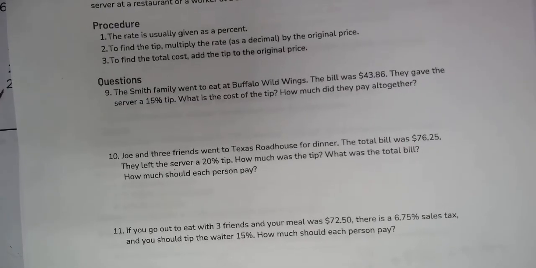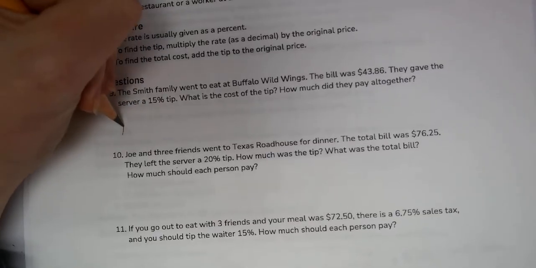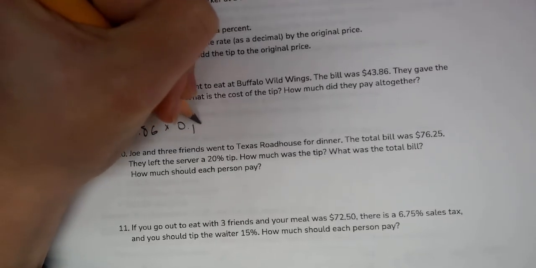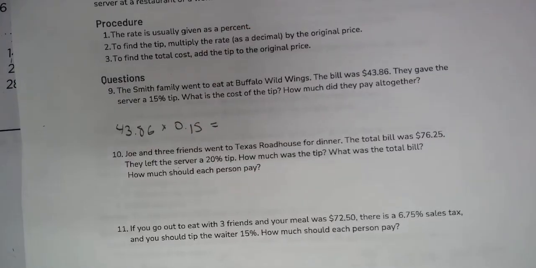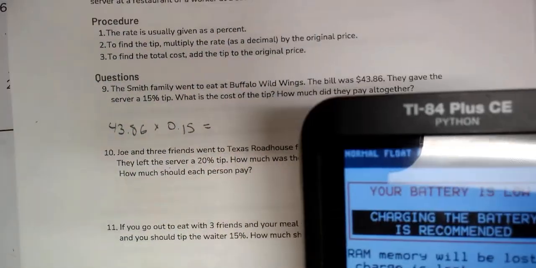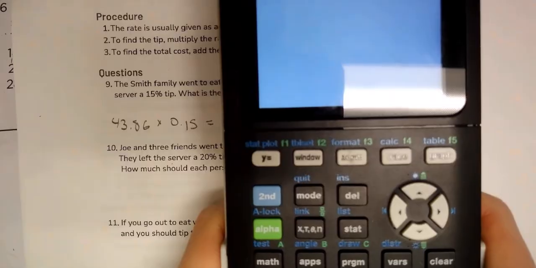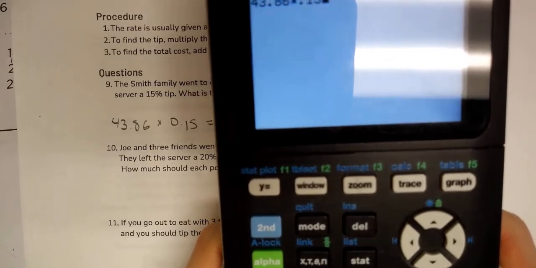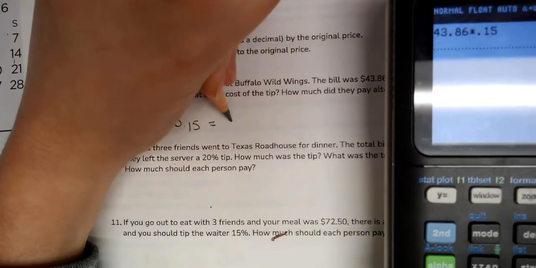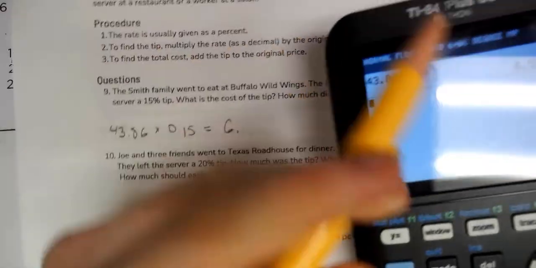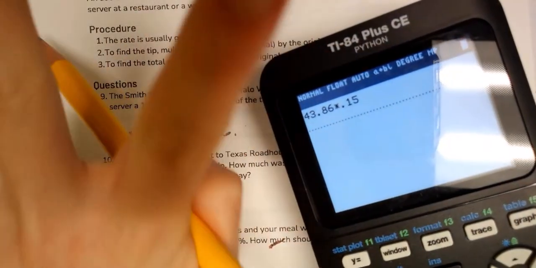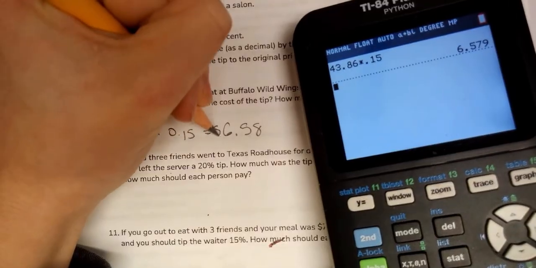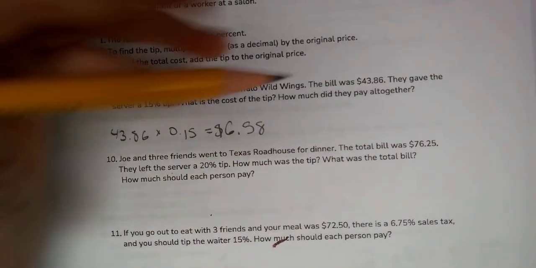Okie dokie. We are just going to multiply that 43.86 by the 15% tip, 0.15. At this point, y'all are pros, but I'll do it anyway. 43.86 times 0.15. The tip is going to be 6.579, but remember, there cannot be 3 decimal places, only 2 for money. So we're going to round up to $6.58. That's the cost of the tip.